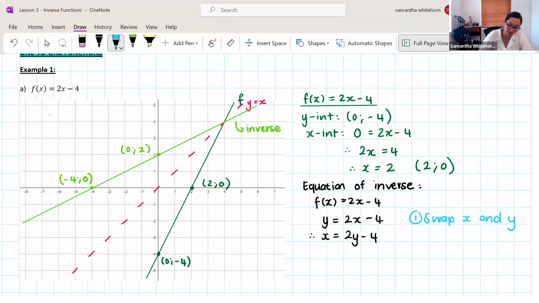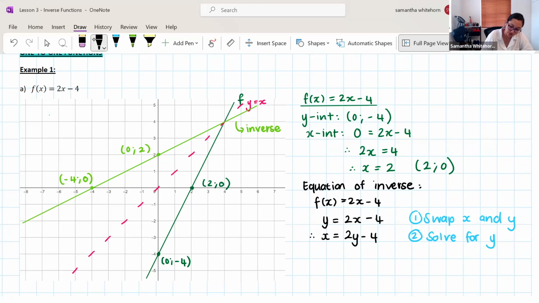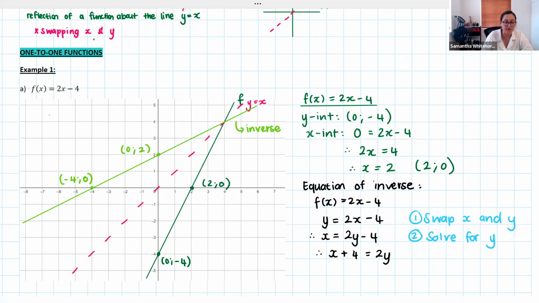And the second step is for you to go and solve for y. So you want y equals something. Whatever that is, we will see in a second. So I'm now going to go and solve for y. That means I'm going to add 4 on both sides. So x plus 4 equals 2y. I'm going to divide everything by 2. So x over 2 plus 2 is equal to y. I've got the equation of my inverse.